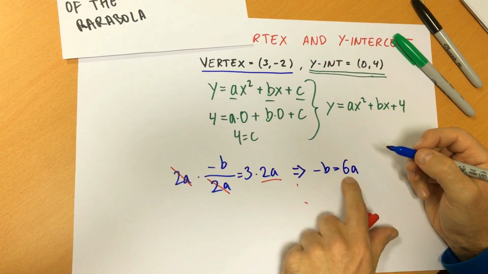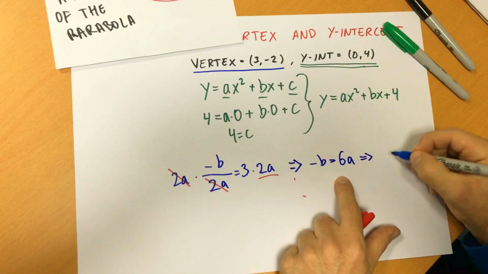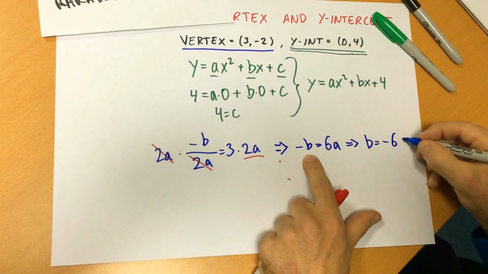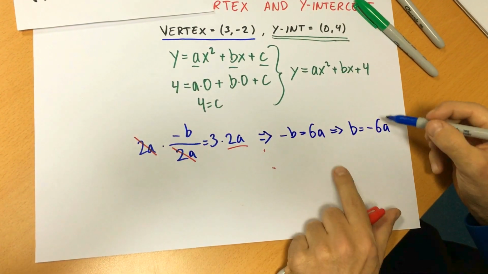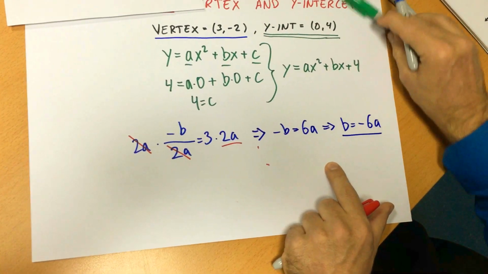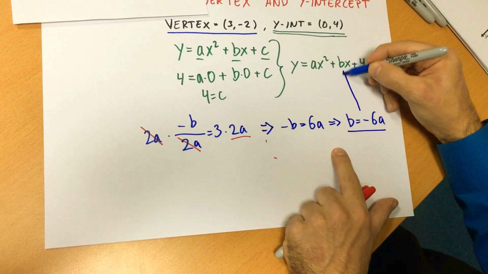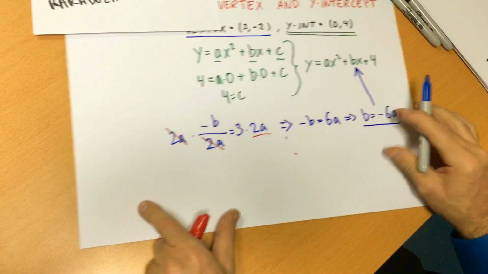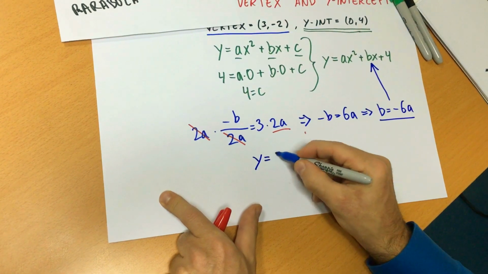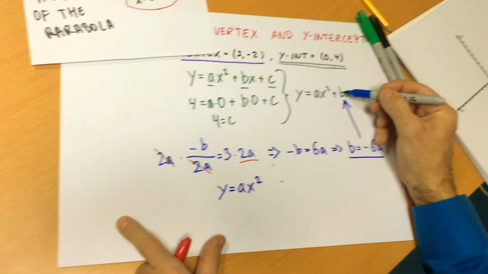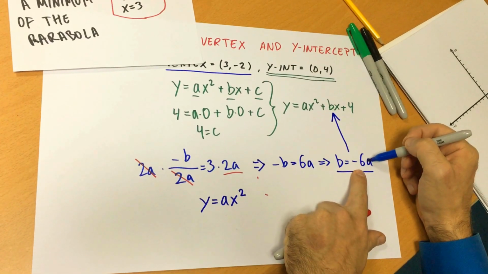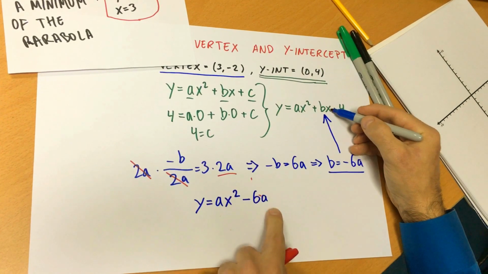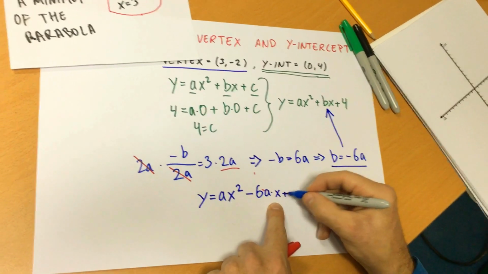I can switch the negative signs around just to make the b stand alone. If I multiply by negative 1 on both sides, I get b is equal to negative 6 times a. Okay, so I have found a second piece of information that I didn't know before. I'm going to insert that into my b here. Remember, I want to find a, b, and c. C was already found. So I know now that y is equal to ax squared plus b times x. Well, b was equal to negative 6a. So let's replace the b with negative 6a times the x plus 4.